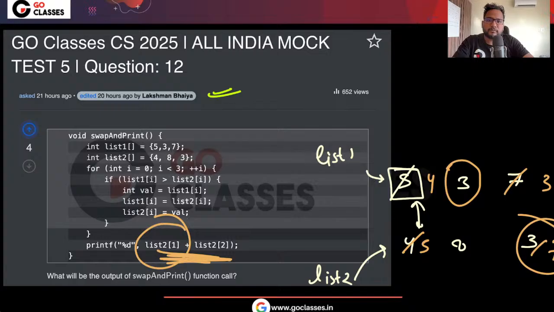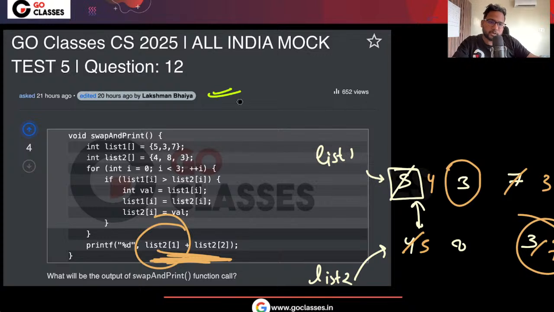Let me know. So this question was easy, right? Were you able to solve this question in the exam? You just have to swap and check what the answer is. But here if you notice, we are not just swapping one time. I think this is 0 to 3. We are swapping, and then list 2 of 1, we are just adding. We are swapping only for one loop, but the adding is basically not this 3.